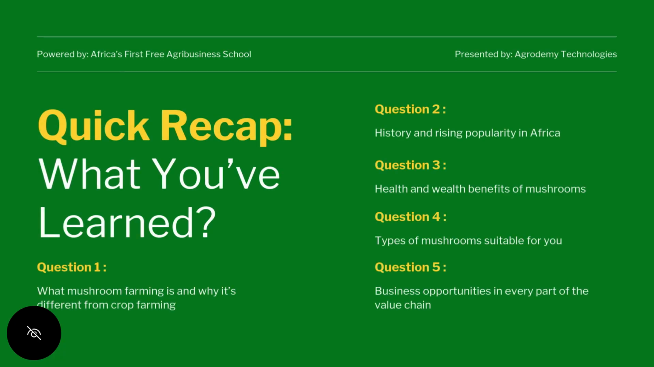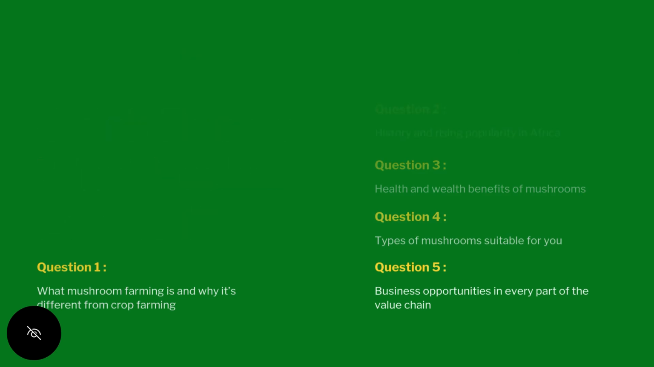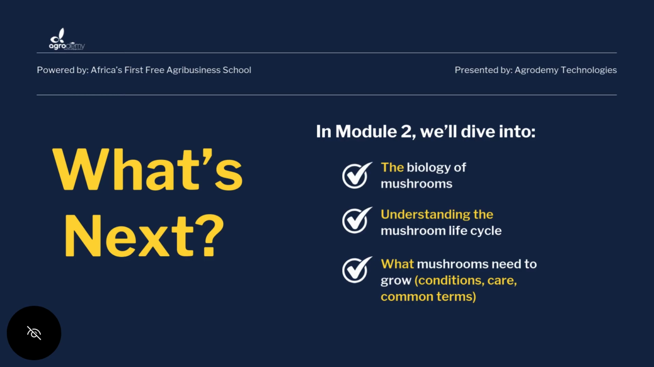But that being said, what's the recap? What have we learned today in this video? A couple of things we have learned: the history and the rising popularity of mushroom in Africa, the health benefit and wealth benefit of mushroom, the types of mushroom, and the business opportunity in mushroom. In the next course, which is module 2, we'll be diving into the biology of mushroom, understanding the mushroom life cycle, and the things that mushroom needs to grow if you are going into mushroom farming business. So I'll see you in the next module.